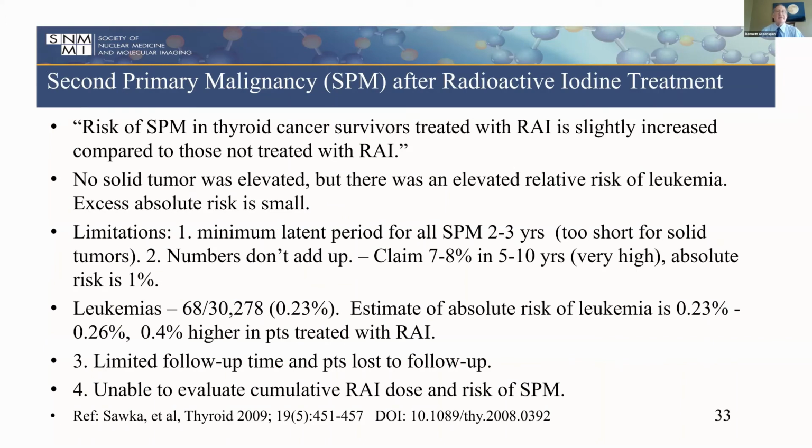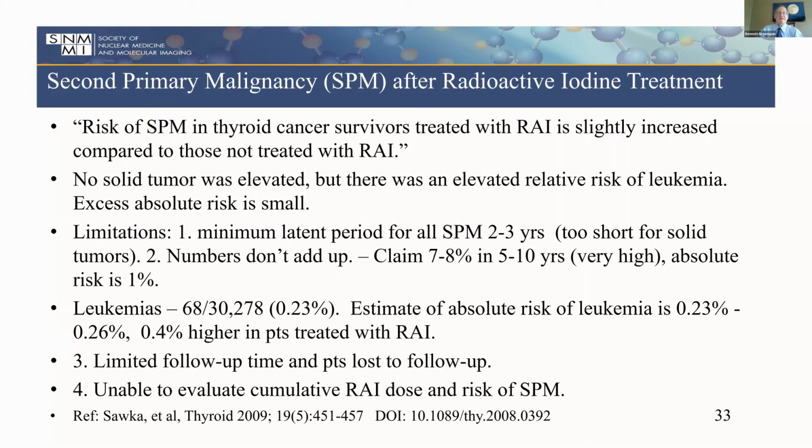In the Salka paper, they found a slightly increased risk of second primary malignancies of leukemia, but not solid tumors. But there are a number of limitations to this study. The minimum latent period for solid primary malignancies, they said, is 2 to 3 years. That's really too short for solid tumors. It's only a minimum of 4 to 5 years. It extends much longer, and the numbers don't add up.